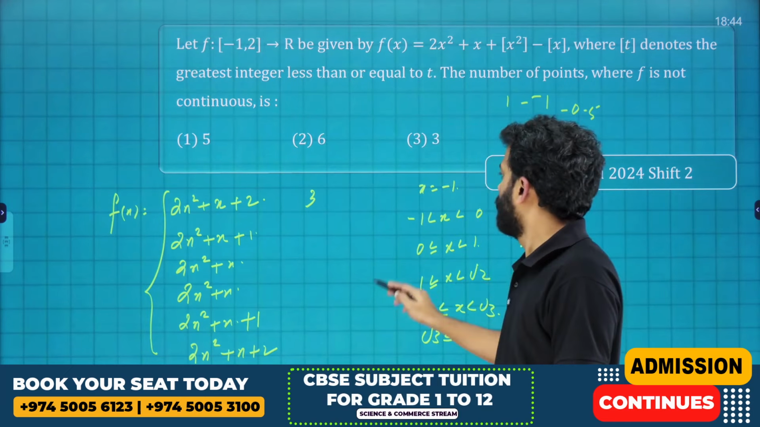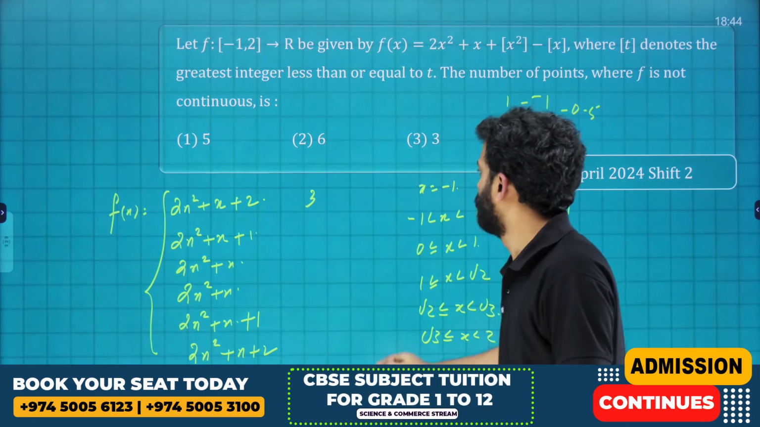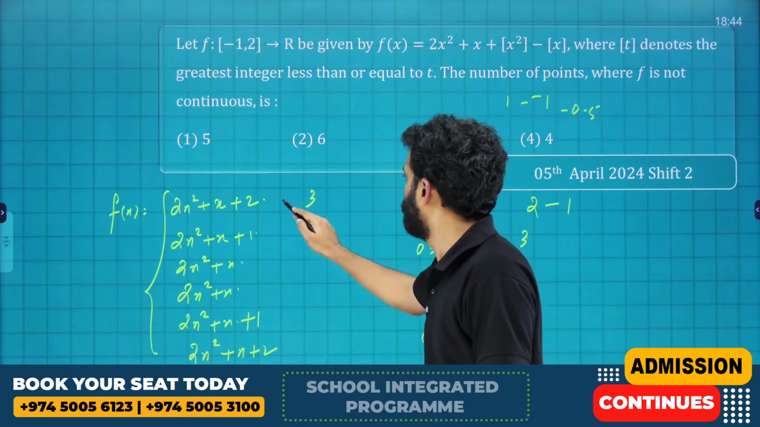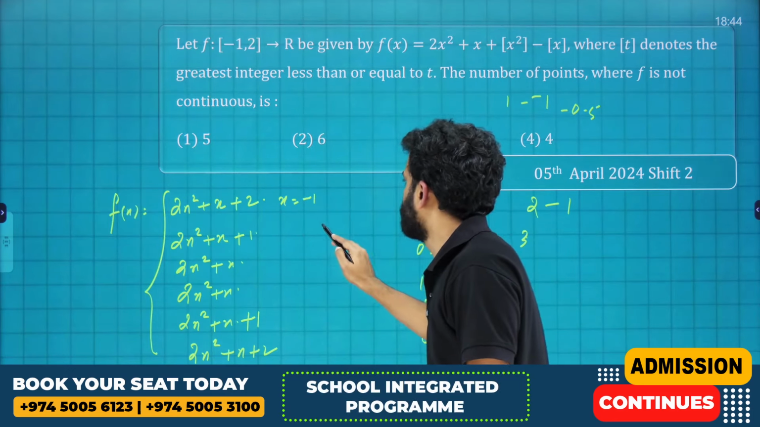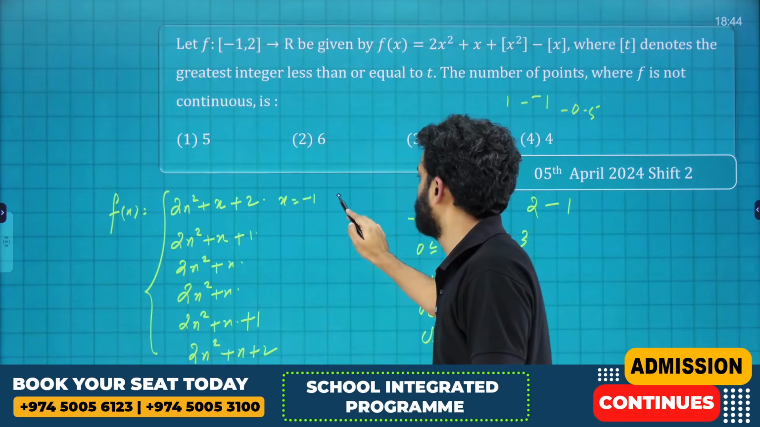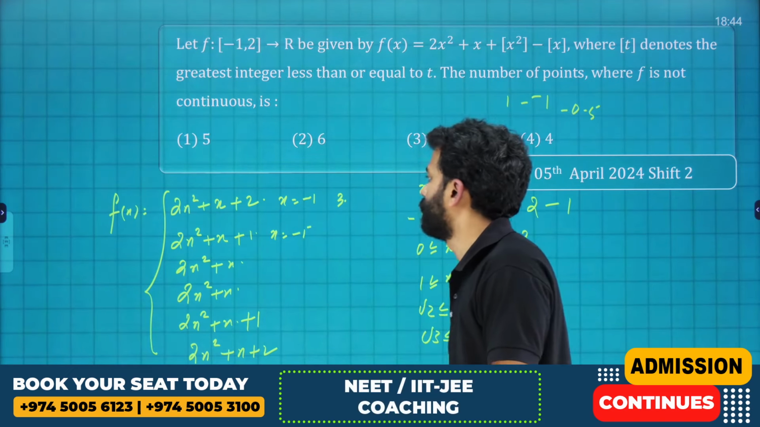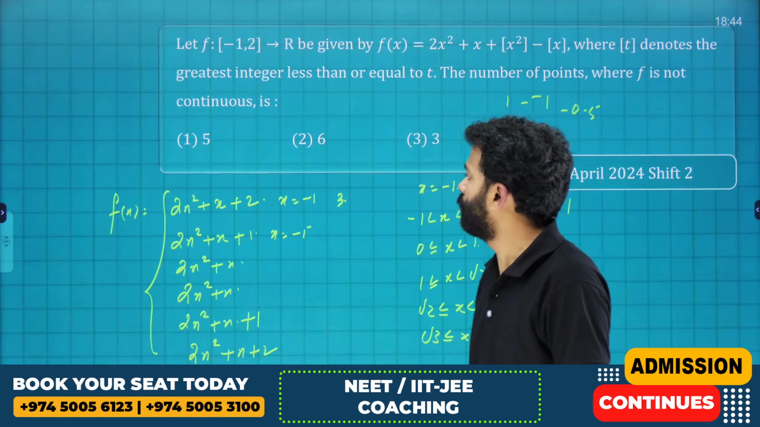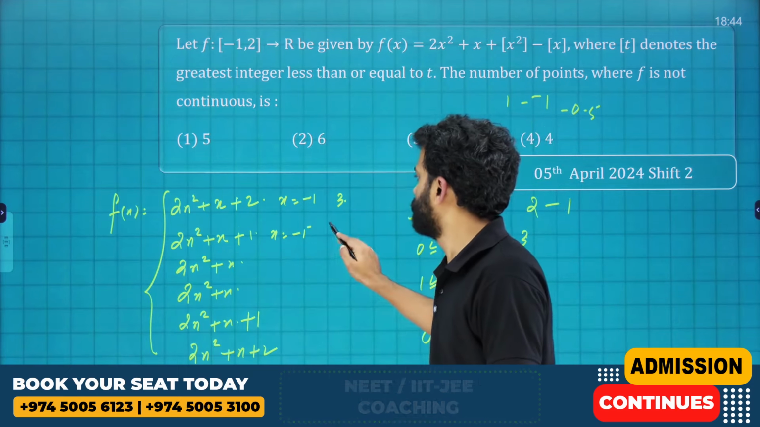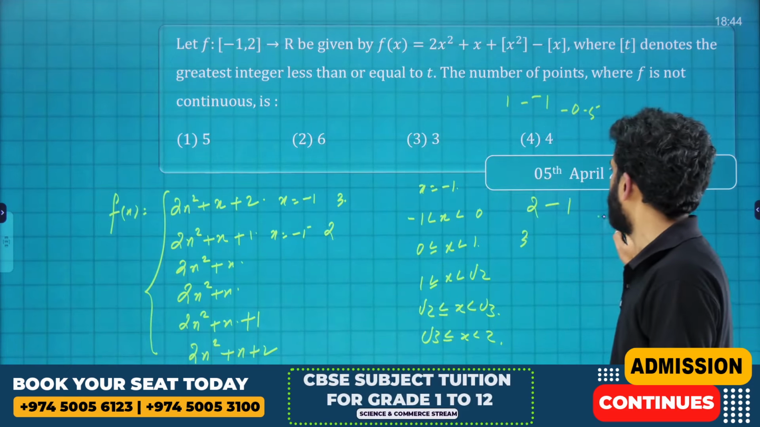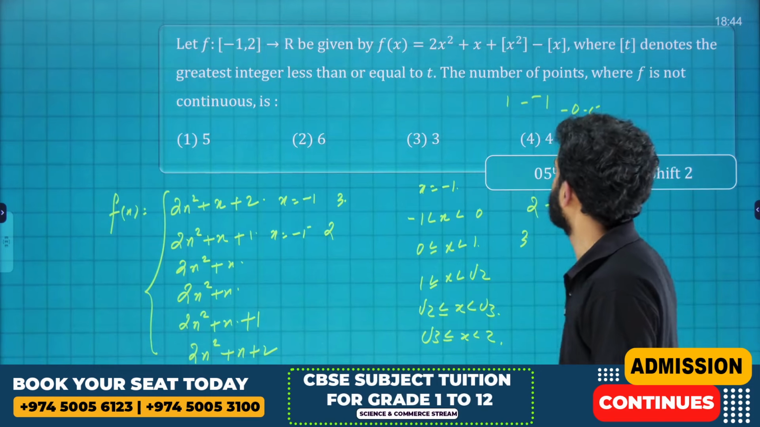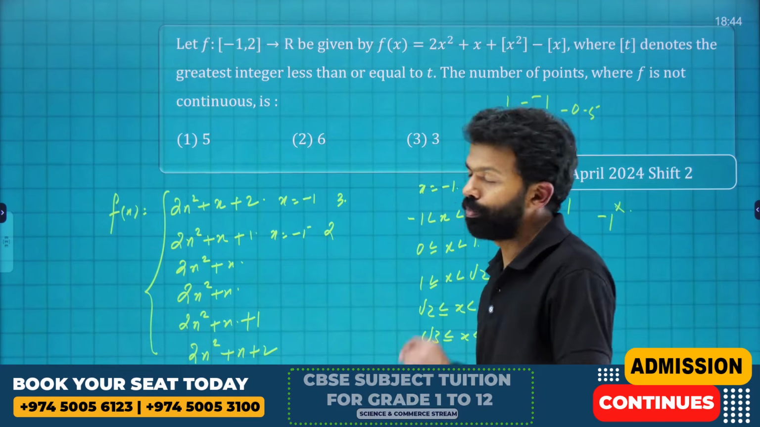Okay. And when x tends to minus 1, what is the value? When x is equal to minus 1, the value is 3. When x is equal to minus 1 minus, what is the value? Minus 1 minus, the value will be 2. Therefore the function is not continuous at what? x is equal to minus 1. Okay, we got 1 point.